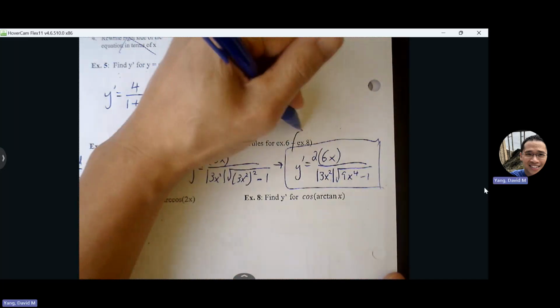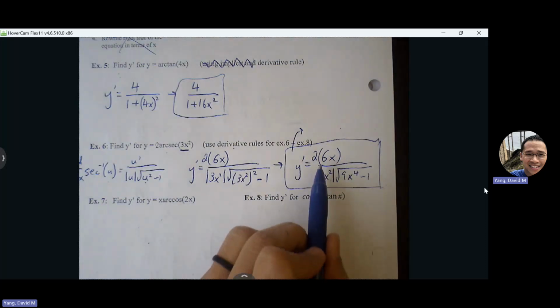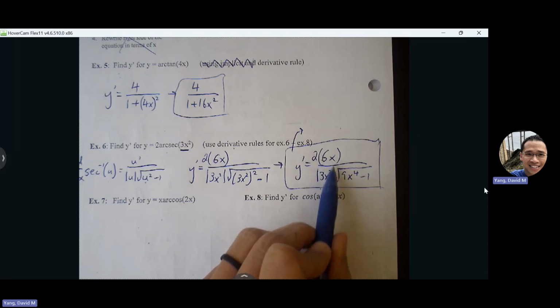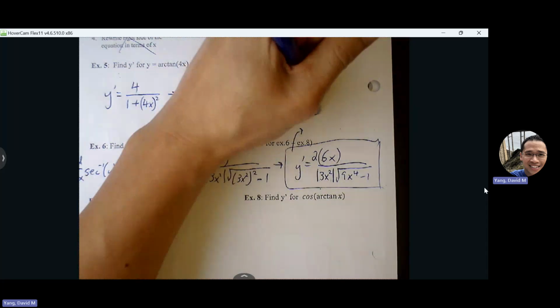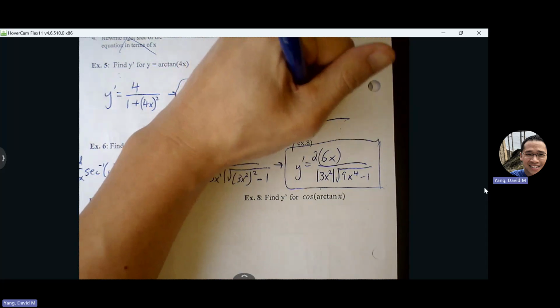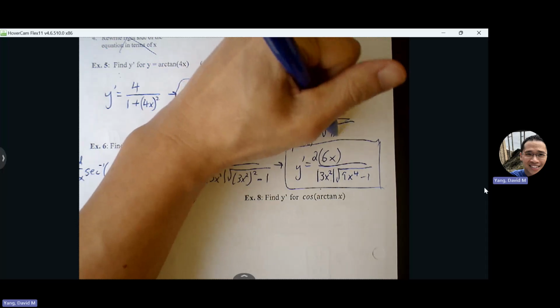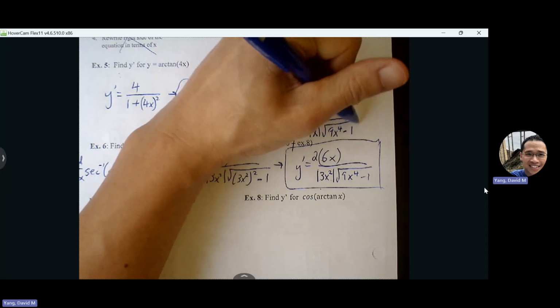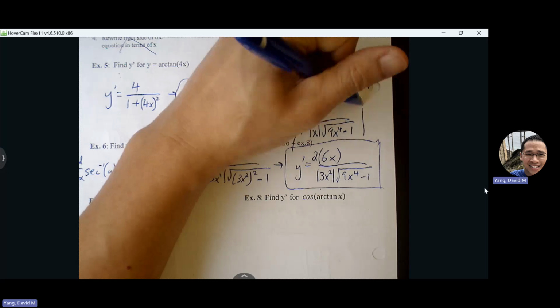So I just want to show you what the cleaned up version is, even though we don't have to do it. So 12 divided by 3 is 4. So the 12 and 3 can reduce. One of the x's can cancel out. So 4 over the absolute value of x. And we can't do anything inside the square root. You said you don't have to. Yeah, you don't have to simplify it.